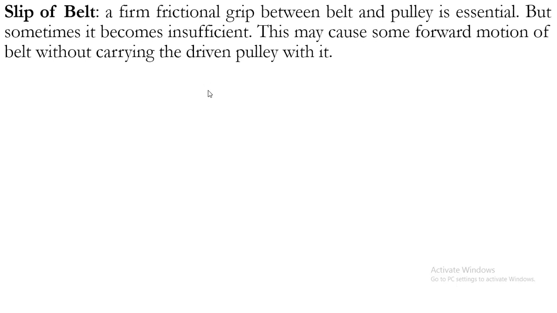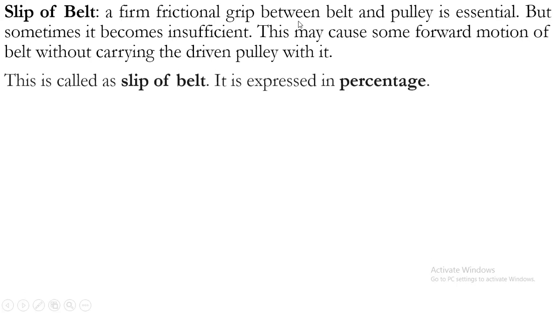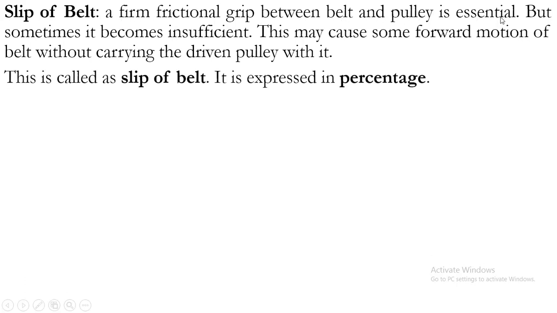Next, we will move to some of the theory concepts in belt drives. First, let us discuss slip of belt. What is slip of belt? During power transmission, when we are selecting the belt material, we already discussed that belt material should possess some properties. One important property is it should have a high coefficient of friction. When the belt material has a high coefficient of friction, definitely the power transmission will be efficient. We'll see why that is required now. A firm frictional grip between the belt and the pulley is essential, definitely.